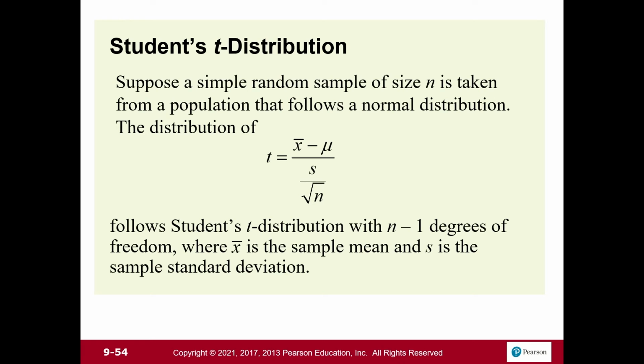Suppose a simple random sample of size n is taken from a population that follows a normal distribution. The distribution of t equals x bar minus mu, divided by s divided by the square root of n, follows the student's t-distribution with n minus 1 degrees of freedom, where x bar is the sample mean and s is the sample standard deviation.